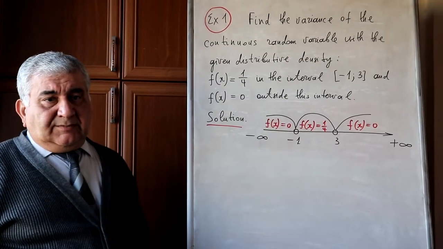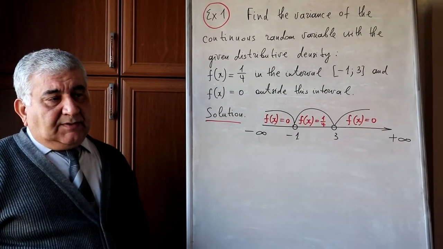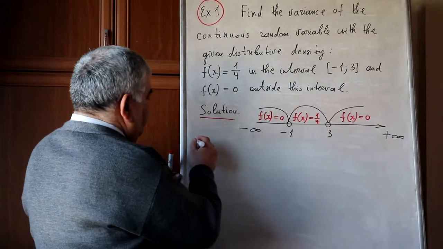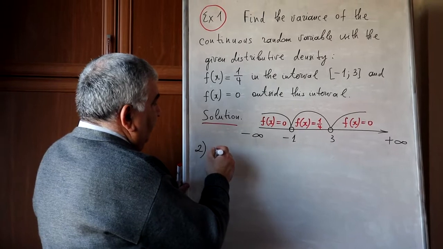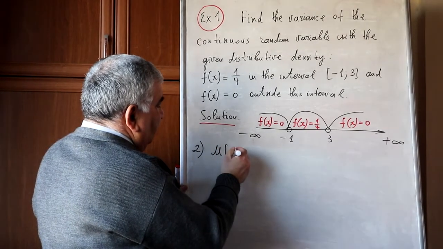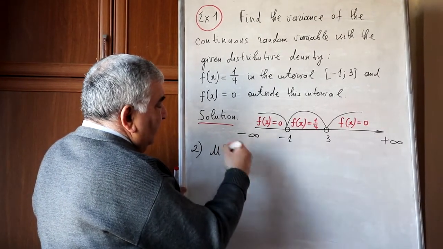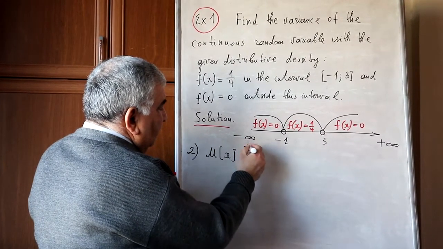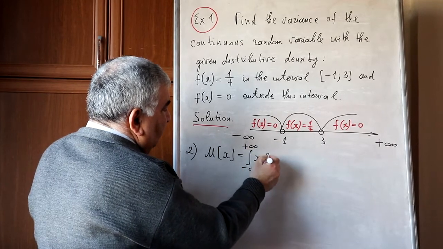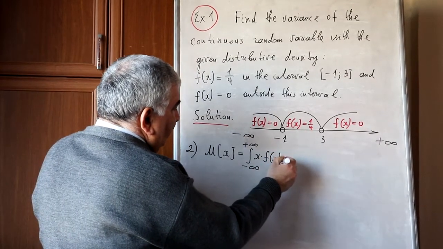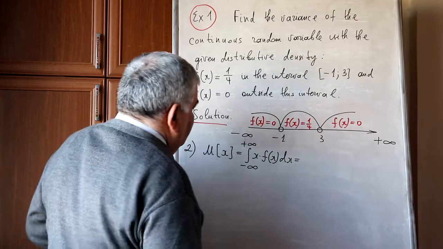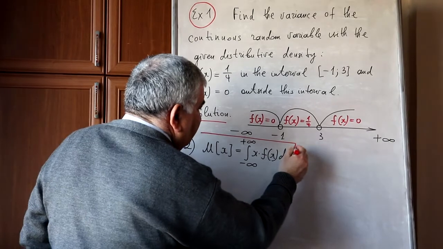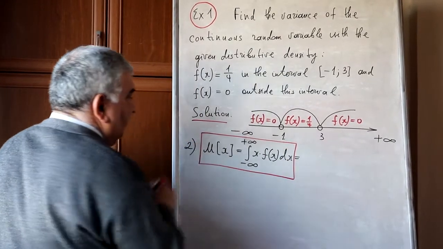Then, in the second step, calculate the mathematical expectation. Second step, the mathematical expectation is calculated by its formula: integral from minus infinity to plus infinity of x multiplied by f of x dx equals. It is the formula of the mathematical expectation for the continuous random variable.